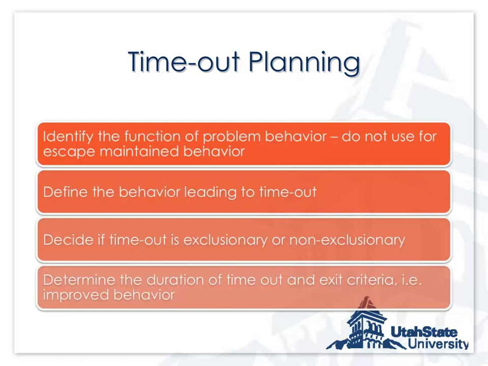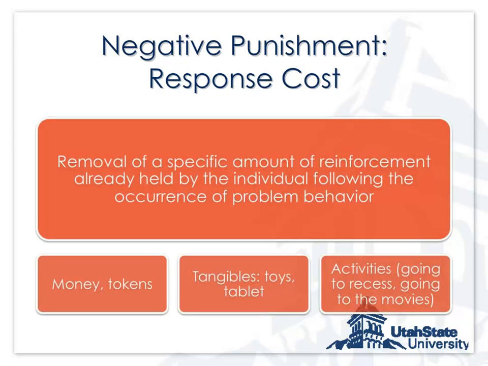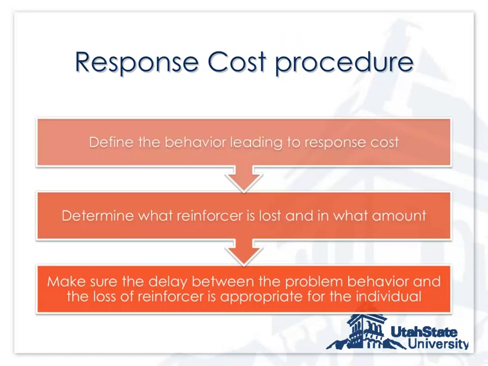Response cost, another procedure based on removing reinforcers, consists of the removal of a specific amount of reinforcement already held by the individual following the occurrence of a problem behavior. Examples of reinforcers that can be used in a response cost intervention are money or tokens, or tangibles such as toys or a tablet, or even activities such as going to recess or to the movies. To implement a response cost procedure, you will need to define the behavior leading to the loss of reinforcer, as well as the reinforcer that is lost and in what amount.